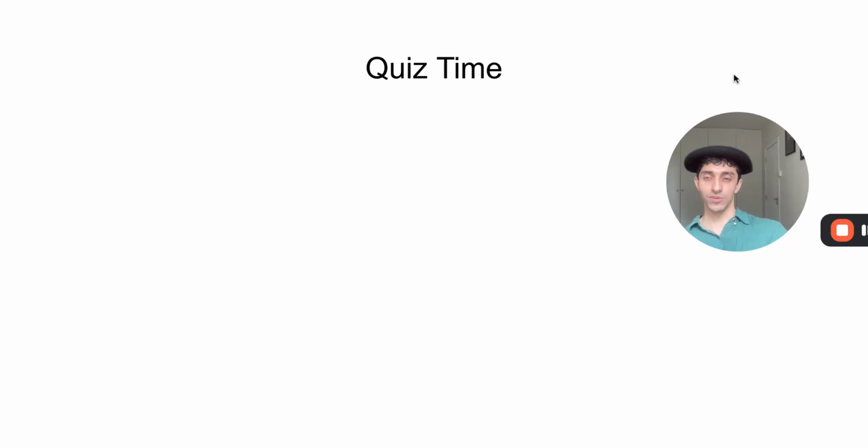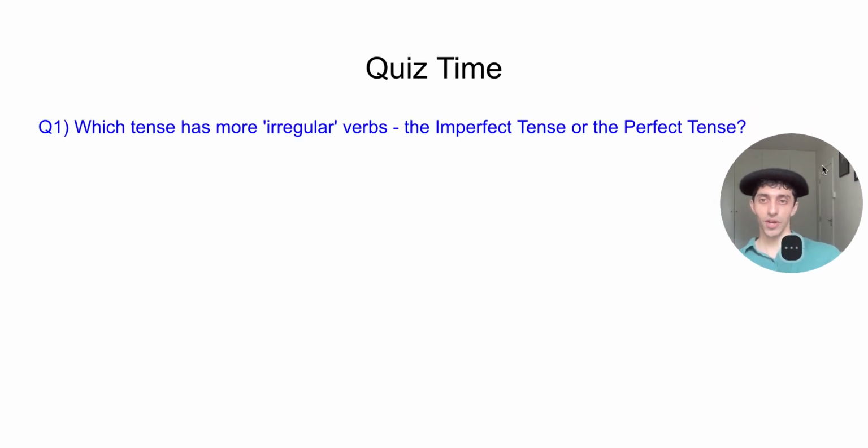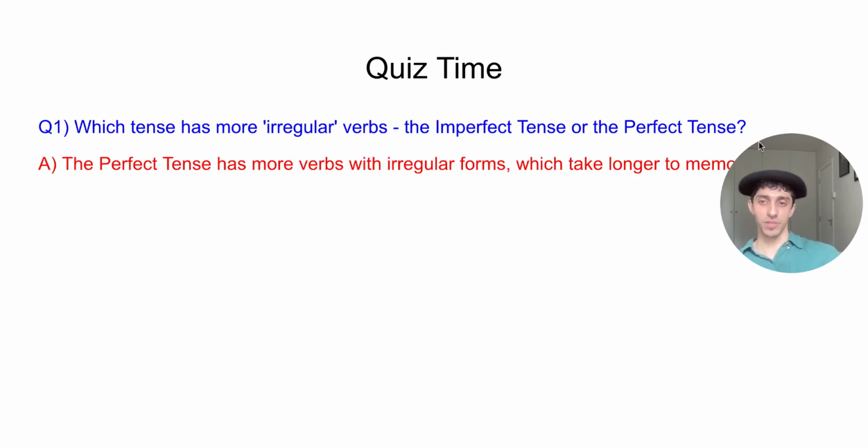Okay, so now there's just about time for a quick quiz to test your knowledge of the imperfect and perfect tenses. Okay, question one. So starting off fairly straightforward, probably. Which tense has more irregular verbs? Is it the imperfect tense or the perfect tense? Have a think about this. Okay, and let me reveal the answer then. This one is the perfect tense. That certainly has more verbs with irregular verb forms, which take longer to memorize. So do make sure that you commit extra time to that when you're learning the perfect tense.